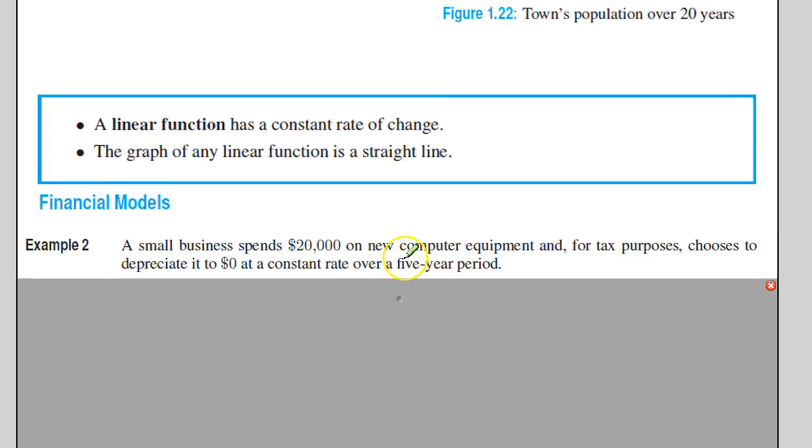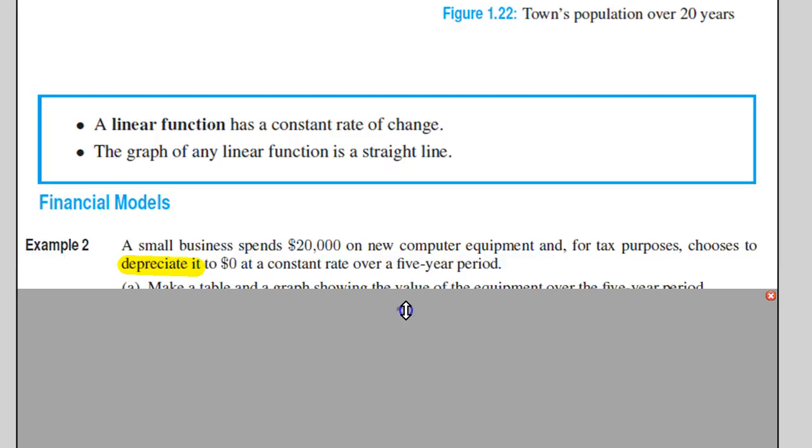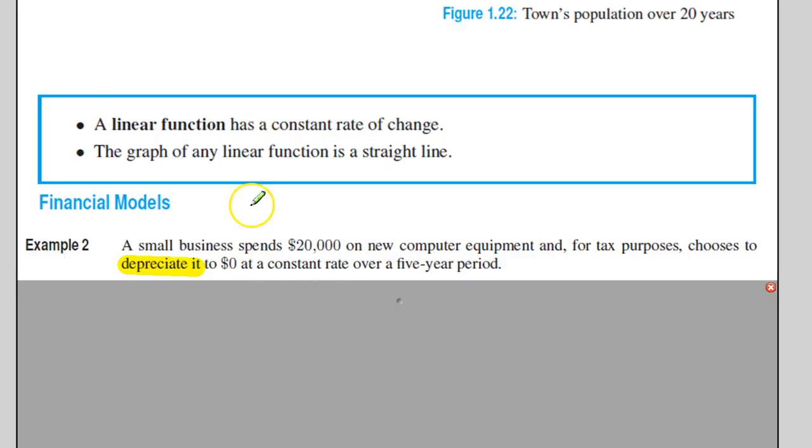There are other models, in this case a financial model, that can be represented by a linear function. A small business spends $20,000 on new computer equipment and for tax purposes chooses to depreciate it to $0. Depreciate means to decrease in value. Okay? So the depreciation is going to end up being $0 at a constant rate over a 5-year period. So in 5 years, the value is going to be $0.